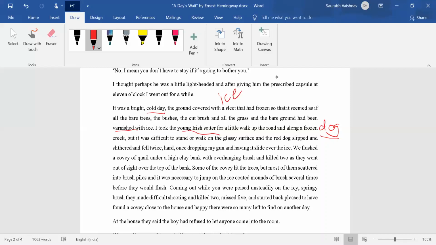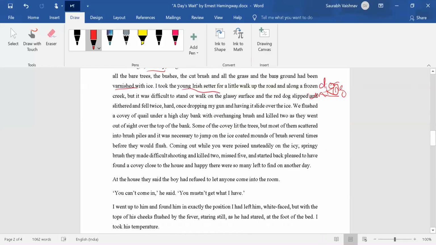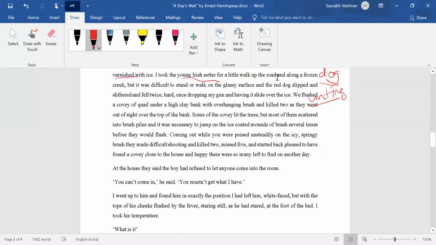So they have gone for hunting. We flushed a covey of quail. Covey means group. Quail is a type of bird.